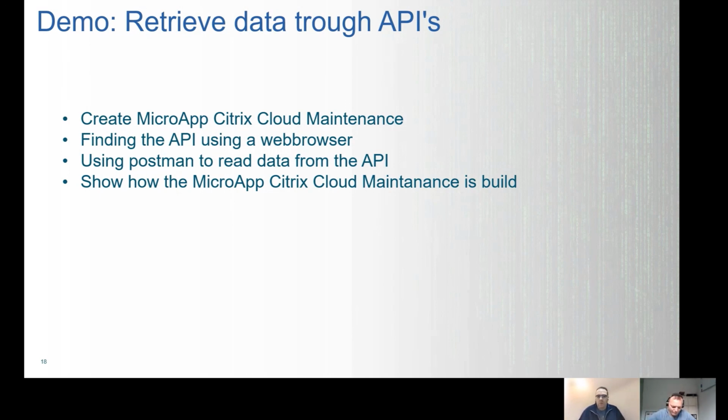So we're going to show you how to retrieve data through the API. First thing we are going to do is create a micro app for the Citrix Cloud Maintenance Portal, so you can get the notifications of the incidents and the maintenance of Citrix Cloud. In this demo, I'm going to show you how we found the API URLs for the Citrix Cloud maintenance page. Next, I'm going to show you in short how to use Postman to read the API. And after that, I'm going to show you how I have made the micro app so we get the notifications from the incidents and the maintenance inside the Citrix web portal.